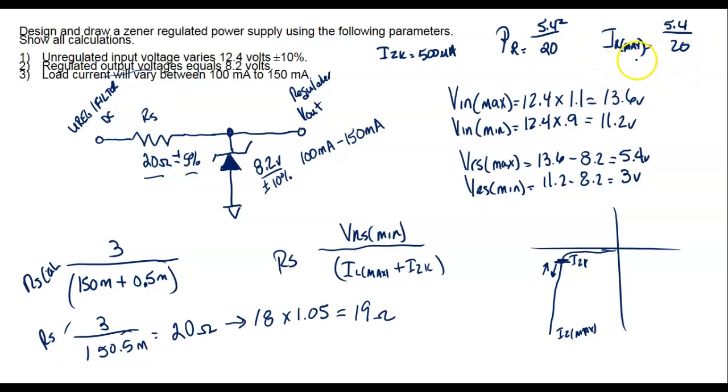And then you could take PR, which would be equal to IR max times V max. So you can do it with two formulas, or you can do it with one.